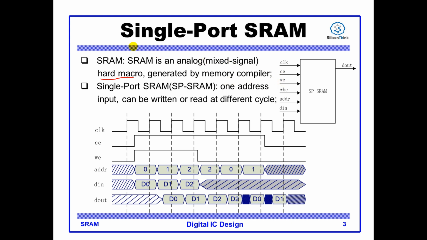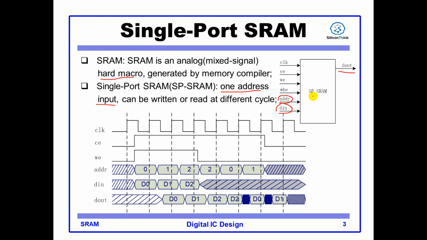Let's see the block diagram and the function of a single port SRAM. Single port means it just has one address input, and only one data input and data output. By the way, the function of SRAM is to store data. You can write some data in and then read it out sometime later. This is the function of SRAM. Store data.